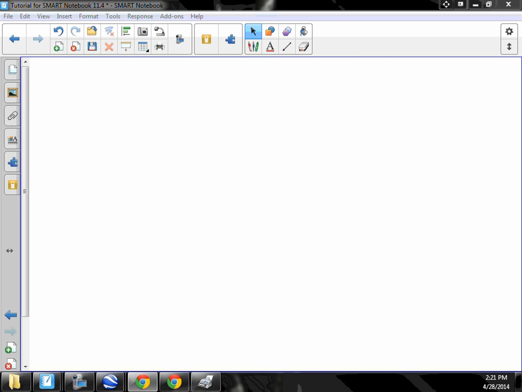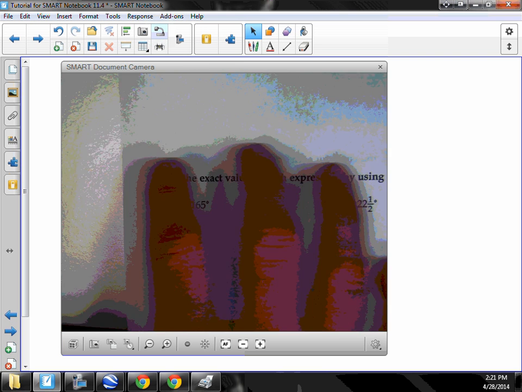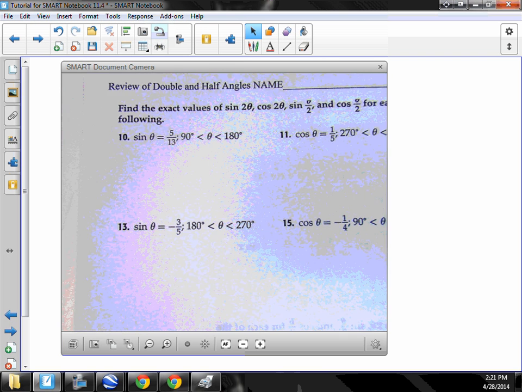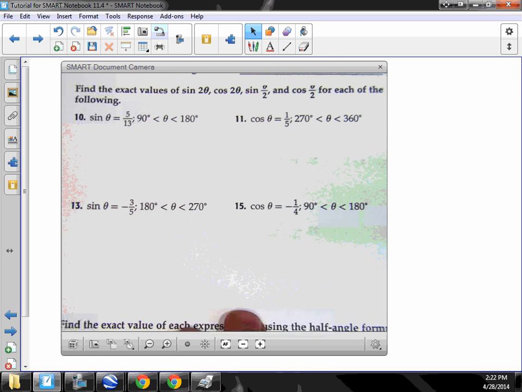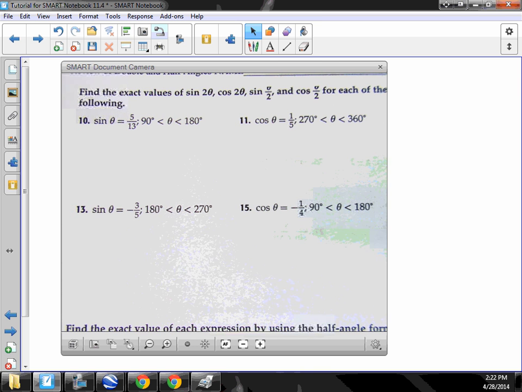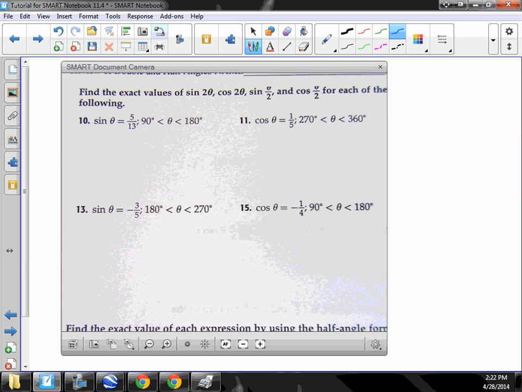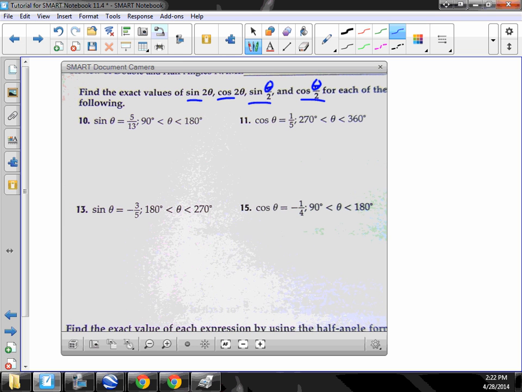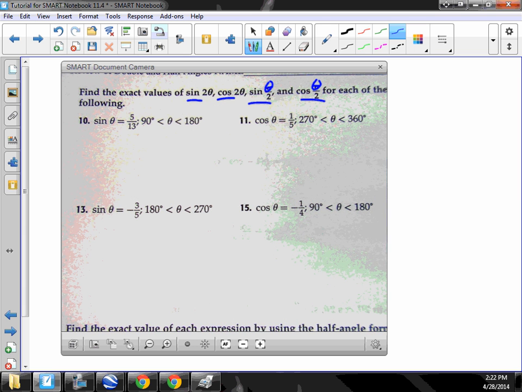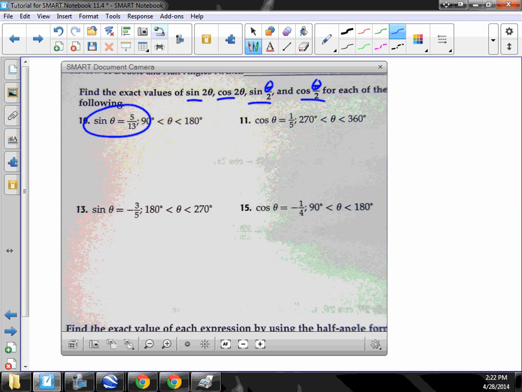Let's do number 1. Now, I've cut this worksheet down because there are 4 problems in each problem. So it says, those thetas are kind of cut off, but you need to find the sine of 2 theta, the cosine of 2 theta, the sine of theta over 2, and the cosine of theta over 2. All of those for the same situation. Now, it looks hard, but once you draw the triangle, once you know one, the others are really easy to find. Okay, so what quadrant does the sine of theta take place in? Second quadrant.